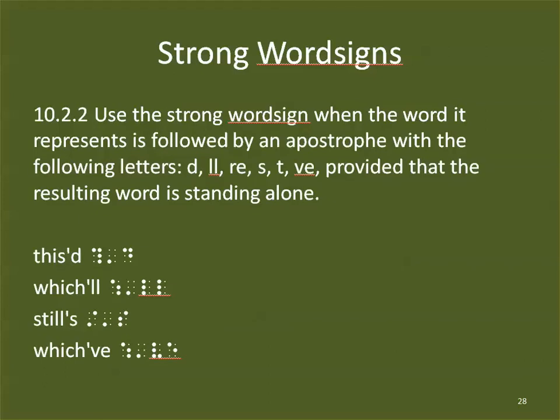We can use the strong word signs just when the word it represents is followed by an apostrophe with the following letters. These are the same letters that we were just talking about with the alphabetic word signs: D, LL, RE, S, T, VE. Provided that the resulting word is standing alone. So we can use the contraction for this in this'd. We can use WH to represent the word which in which'll. And then we have still's, apostrophe S, and which've.